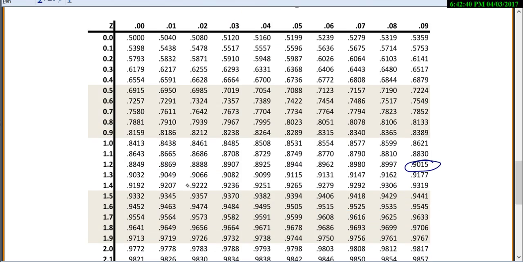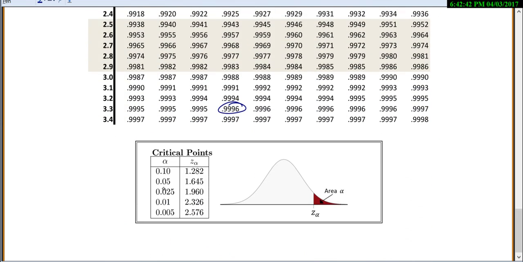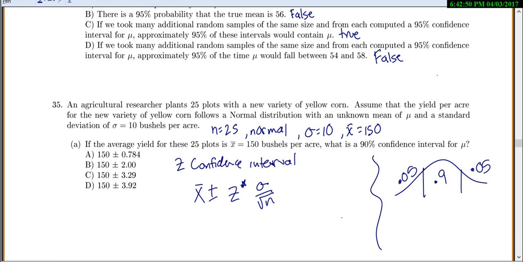Remember, at the very bottom, it has some common values. You can use this just a little bit easier. If you want 0.05 in each tail, that means we need a z value of 1.645. So this is 1.645. This is negative 1.645. We just go with the positive value, so z star equals 1.645.